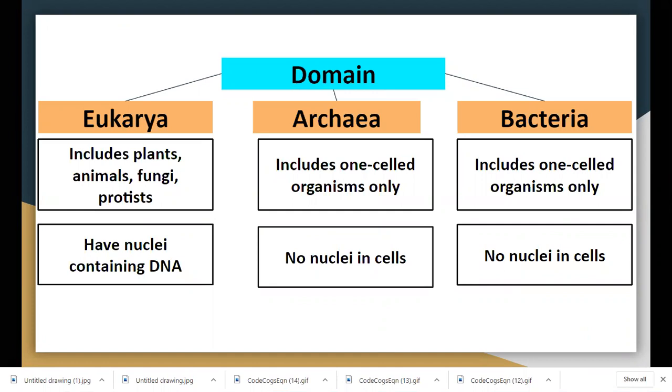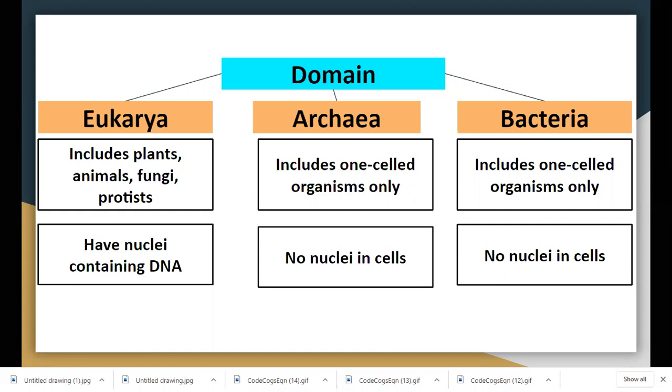Plants, animals, fungi, and protists are all Eukarya. They have nuclei containing DNA. Remember, one of the qualifications to be a living organism was that it had certain chemicals in its body. The Eukarya have DNA as one of their chemicals, and they have nuclei, which is the plural of nucleus. So in their cells, they have a nucleus, which is the center of the cell.